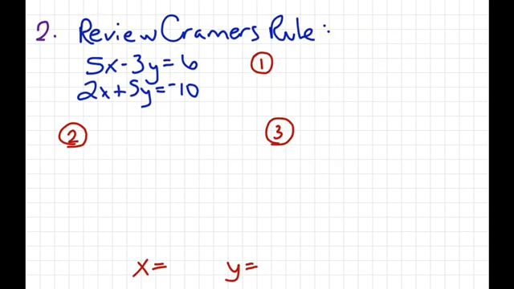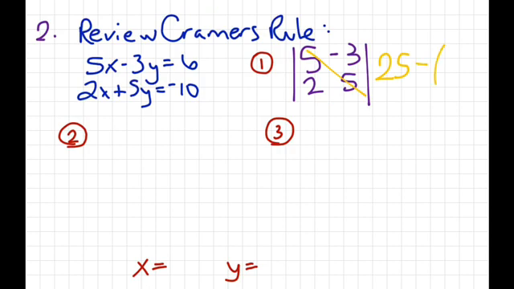Okay, in the last packet, you learned how to use Cramer's rule to solve a system of equations, and so just to review that, the first thing you do is you take the coefficients and you're going to make a matrix from that, and you're going to find the determinant of that. So you're going to do 5 times 5, which is 25, and subtract 2 times negative 3. So we're going to do 25 subtract negative 6, so it's going to be 31. And so that's the determinant of your coefficient matrix.